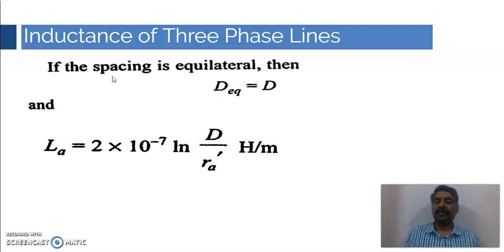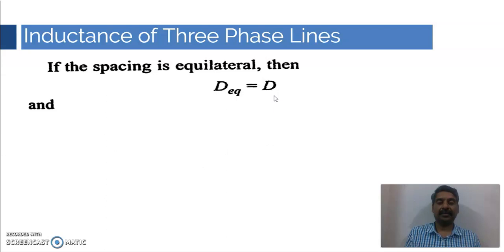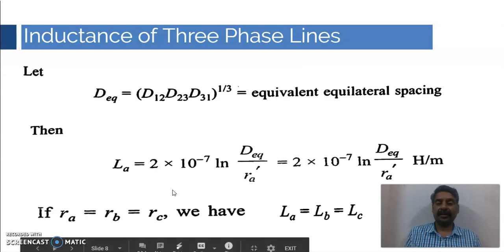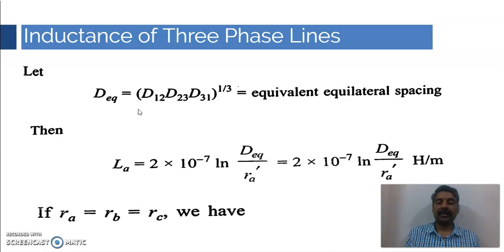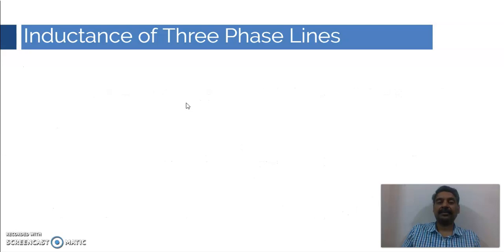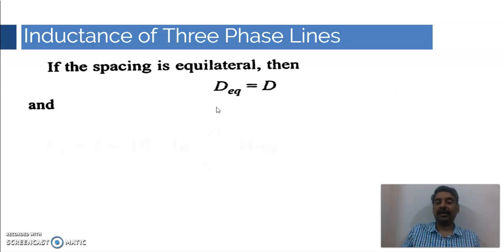So if the spacing is equilateral, then D equivalent will become D. If these distances D12, D23 and D31 are equal, then it will become a cube root. Since it is cube root, D equivalent will become D. Okay, if you assume D12 equals D23 equals D31 equals D, then it will become D cube whole power 1 by 3, and that will become D. Okay, so if it's an equilaterally spaced case, then D equivalent is D.